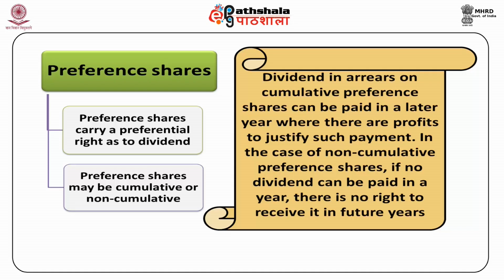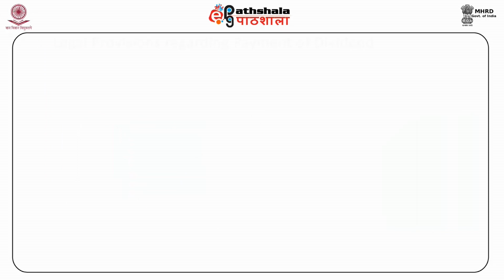After paying the preference dividend and any arrears of dividend on cumulative preference shares, residual profit may be utilized for payment of dividend to equity shareholders. However, where participating preference shares have been issued, the holders thereof also have the right to participate in such residual profit. Legal provisions regarding payment of dividend.